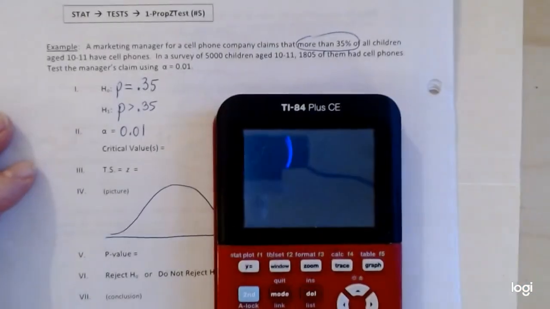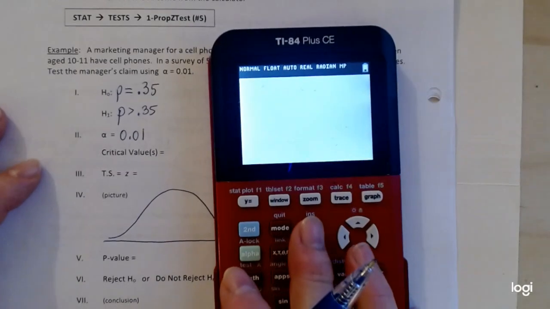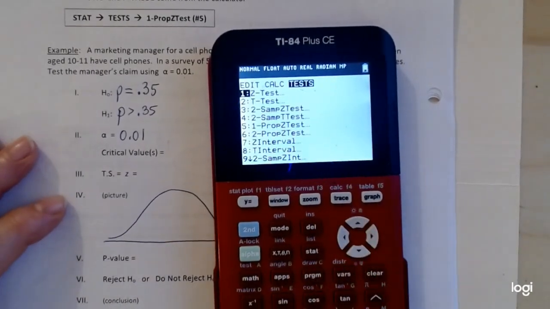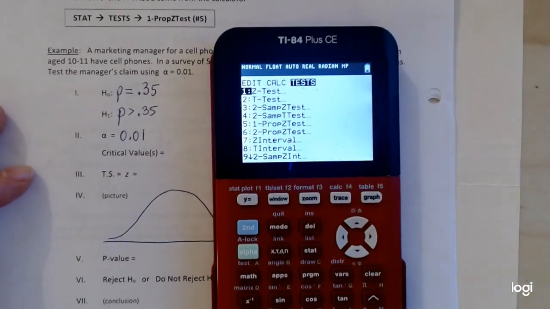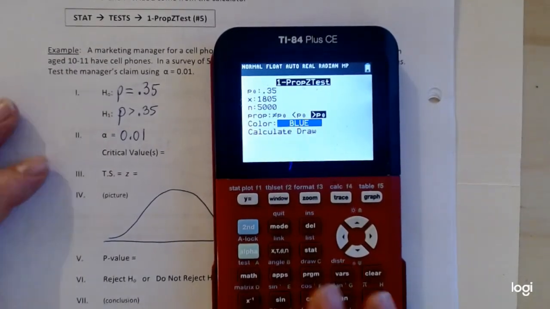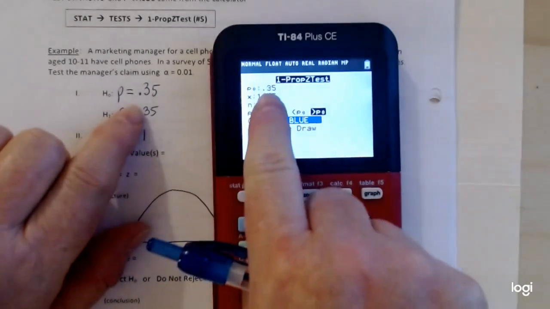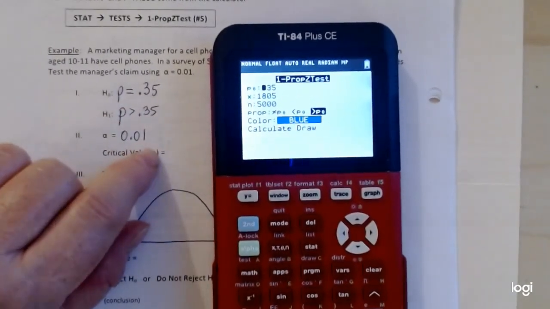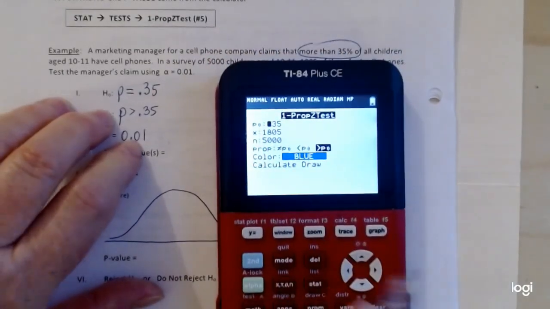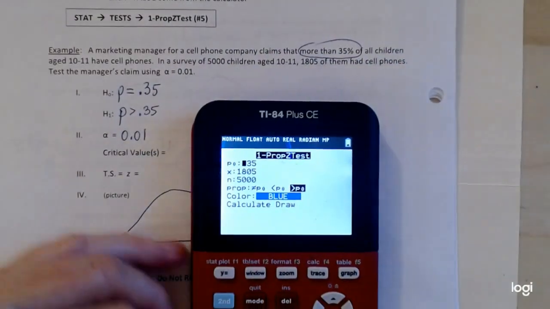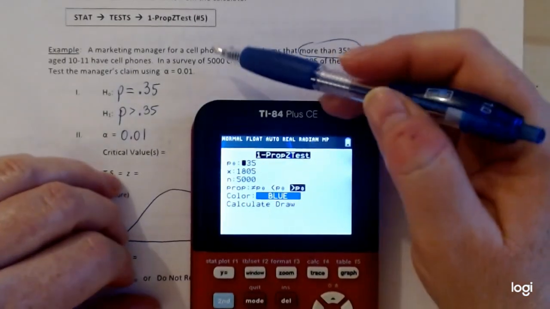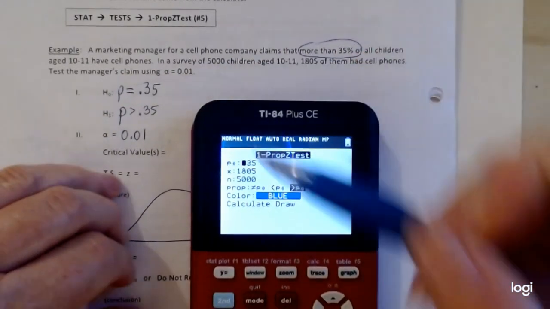All right, so we're going to go to stat, and we're going to go to tests, and this is number 5, one prop Z test. And I've already put the numbers in, so P naught, the number that we're testing against, is 0.35. And we know that X is 1,805 from the problem, and N is 5,000, so we fill that in.